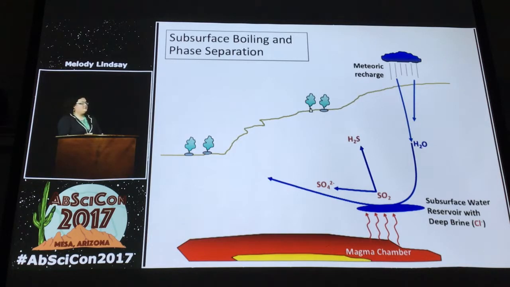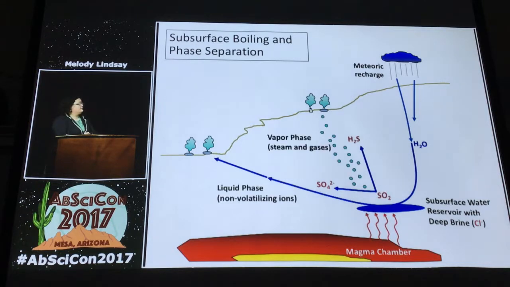And so in addition to receiving these gas inputs from the magma chamber, the subsurface water will also be heated by the magma and boil. And this just causes the fluids to partition into a liquid phase as well as a vapor phase. And so this liquid phase will have the partitioning of non-volatilizing ions such as chloride. And when these liquid phase fluids emerge at the surface of Yellowstone to form thermal features and hot springs, they will result in hot spring waters that are high in chloride but low in sulfate.